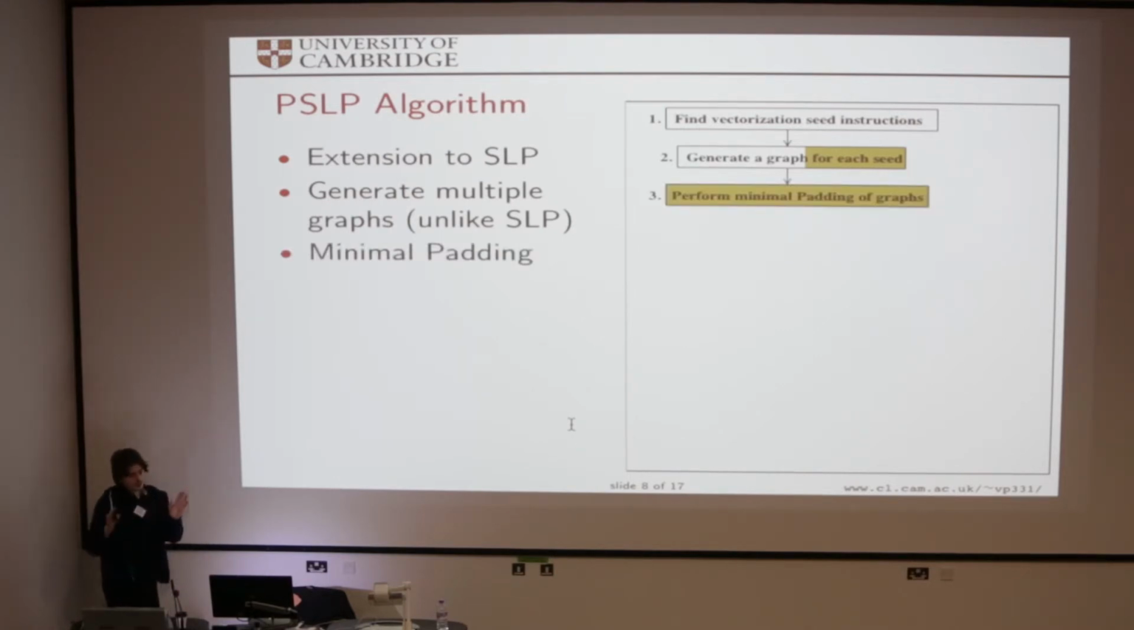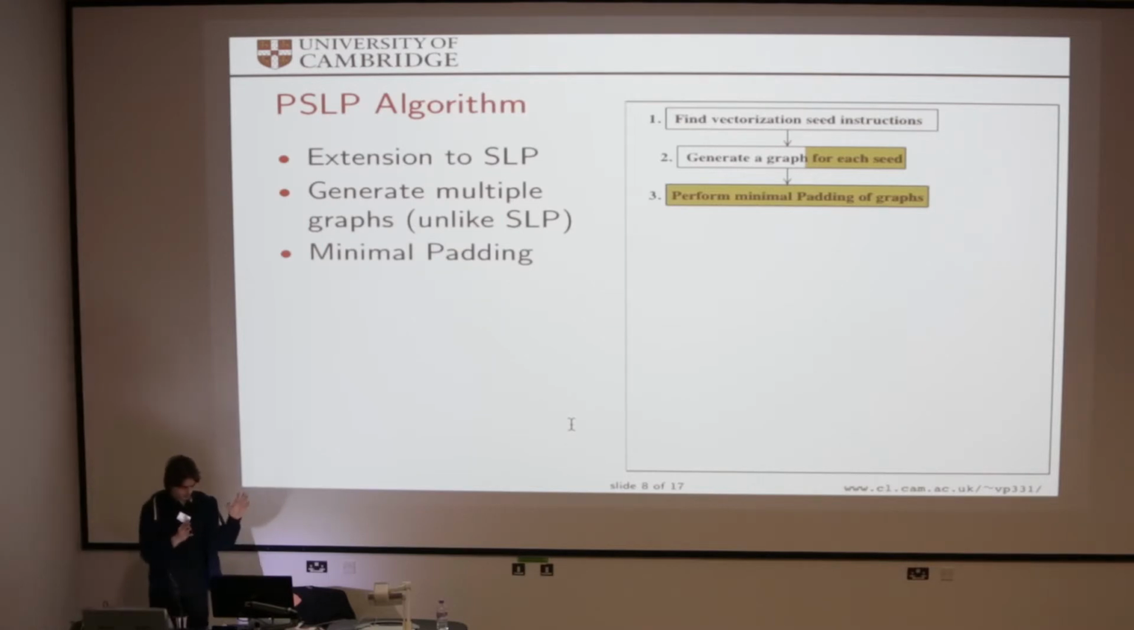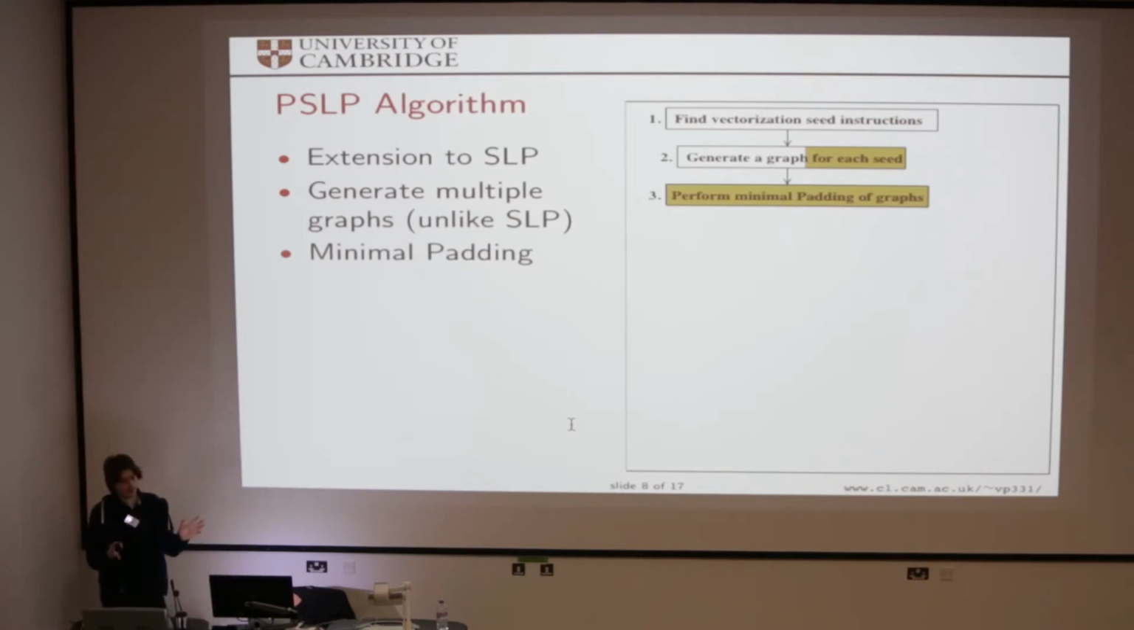So after generating the graphs, we perform minimal padding. This is the critical part of the algorithm. How do you get these graphs that look different and make sure that they look the same, that they are isomorphic? You emit as few nodes or instructions as possible, and they have the same semantics. So this is the core of the algorithm. How do you do that?